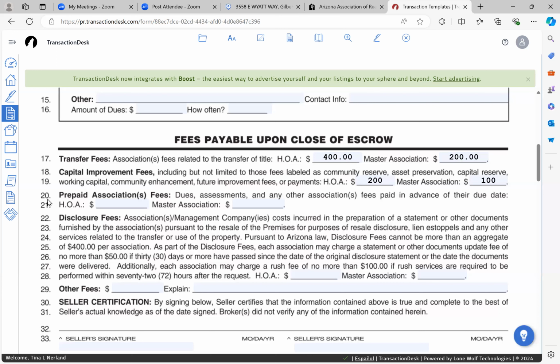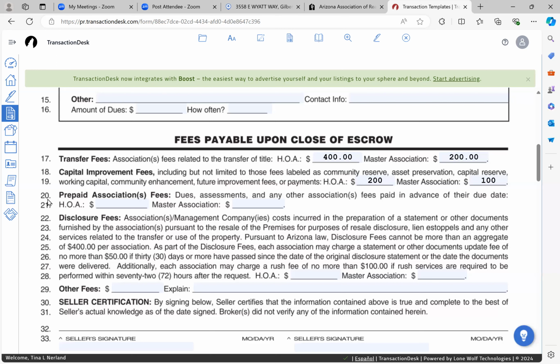Prepaid association fees, dues, assessments, or any of the other association fees paid in advance of their due date. Most title companies, if not all, are going to, at minimum, do 2 months of HOA fees upfront at closing, or at least 1 quarter if it's paid quarterly.